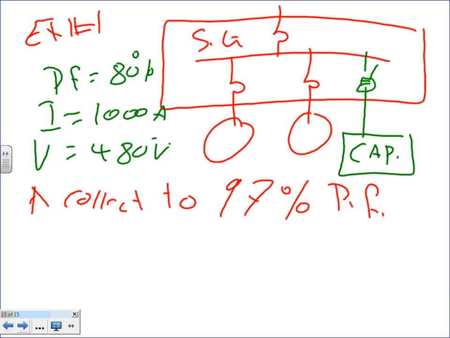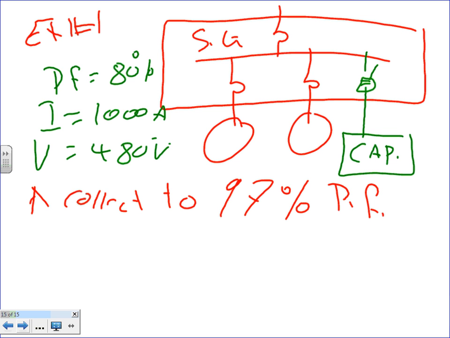The utility told you to correct to a 90% power factor, and we're using the mean. Any question, guys, about this? Everybody knows what we have. We have a 1,000 amp, 480, 80% power factor system. And I need to add a capacitor like I'm showing right here. I need to find the following for the capacitor.